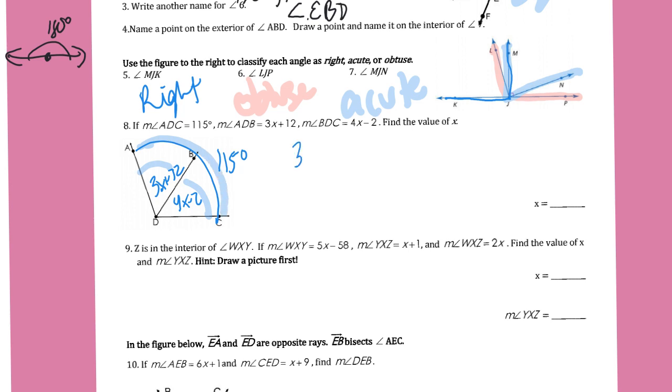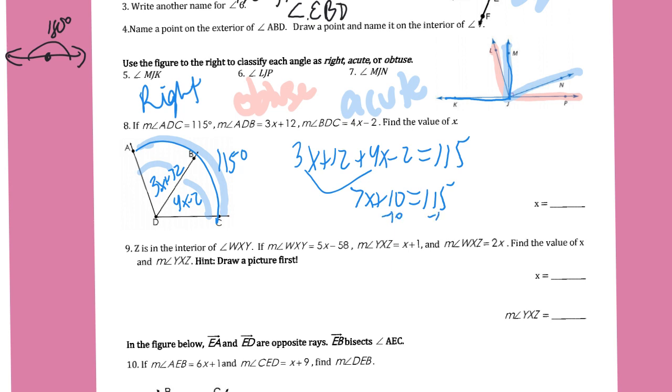We can take our 3x plus 12 and add it to 4x minus 2 and set it equal to 115. Combine like terms to get 7x plus 10. Minus 10 from both sides. I'm running out of space. You get 7x is equal to 105. Divided by 7, you get x is equal to 15. And that's what they're looking for.